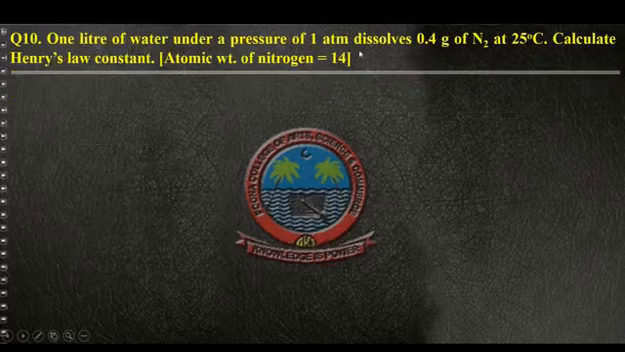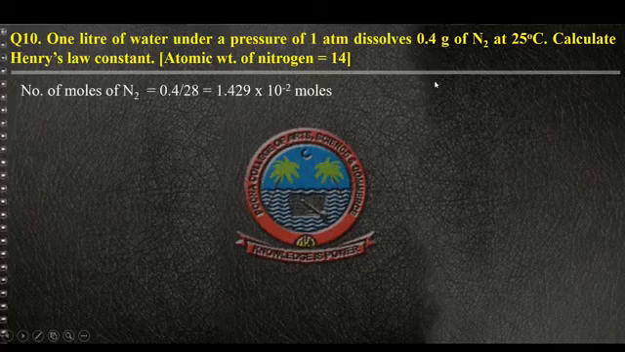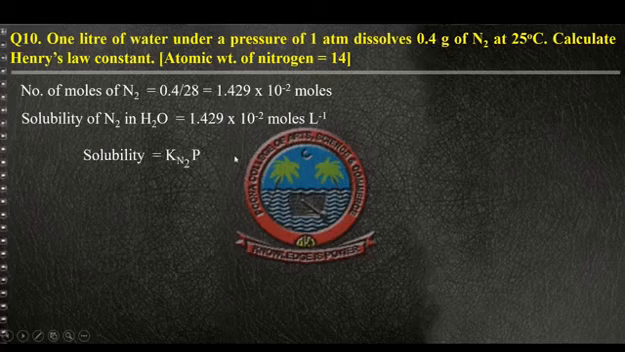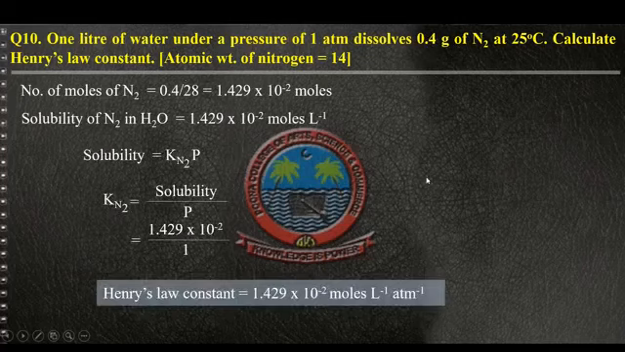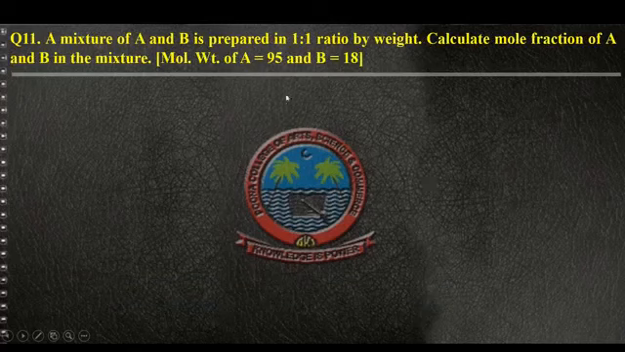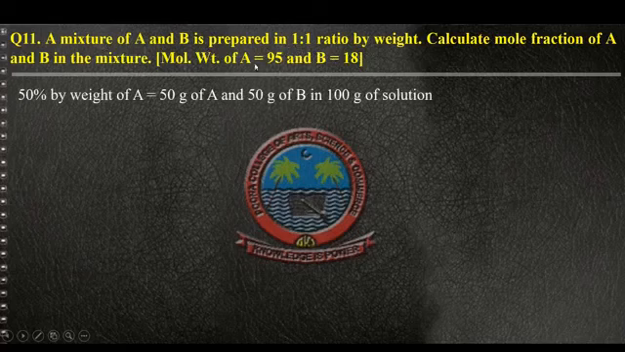1 liter of water, and this is very similar to a question जो पहले किया था. यहाँ पे 0.02 moles दिया था शायद, या gram दिया था, I don't remember, gram ही दिया था. So you find the number of moles, the solubility, यहाँ से हम लोग Henry's law constant निकाल सकते हैं. A mixture of A and B is 1/1 by weight. इसका मतलब अगर ये 50 है तो ये 50 है. So we take 50 grams of A and 50 grams of B. Molecular weight is given. You can find out the number of moles, and once you find out the number of moles, you can find out the mole fractions of A and B.